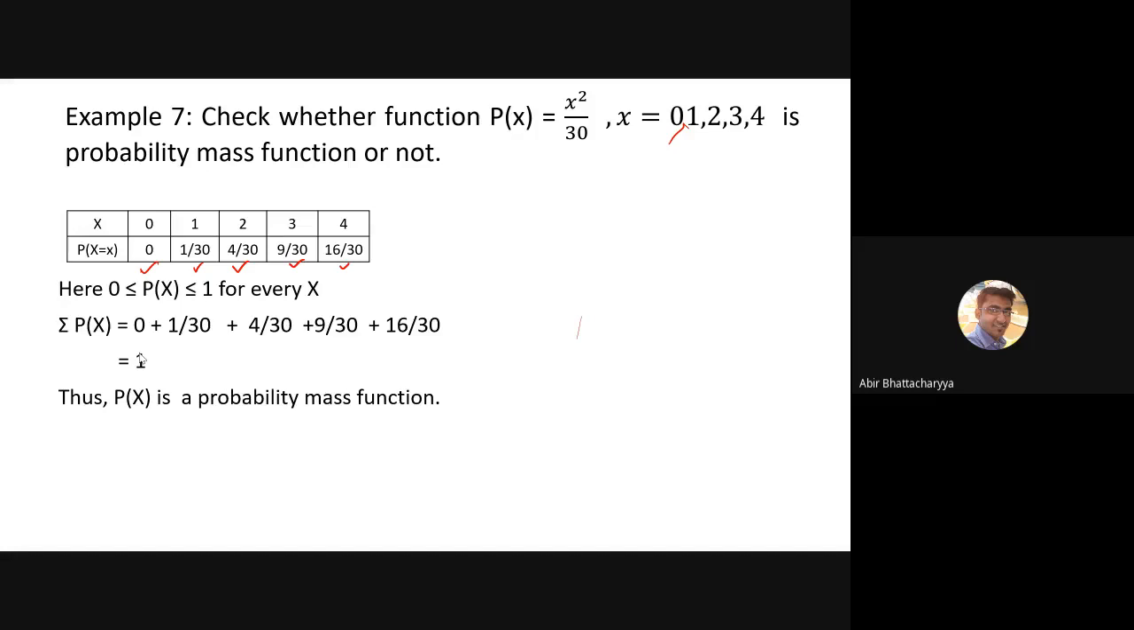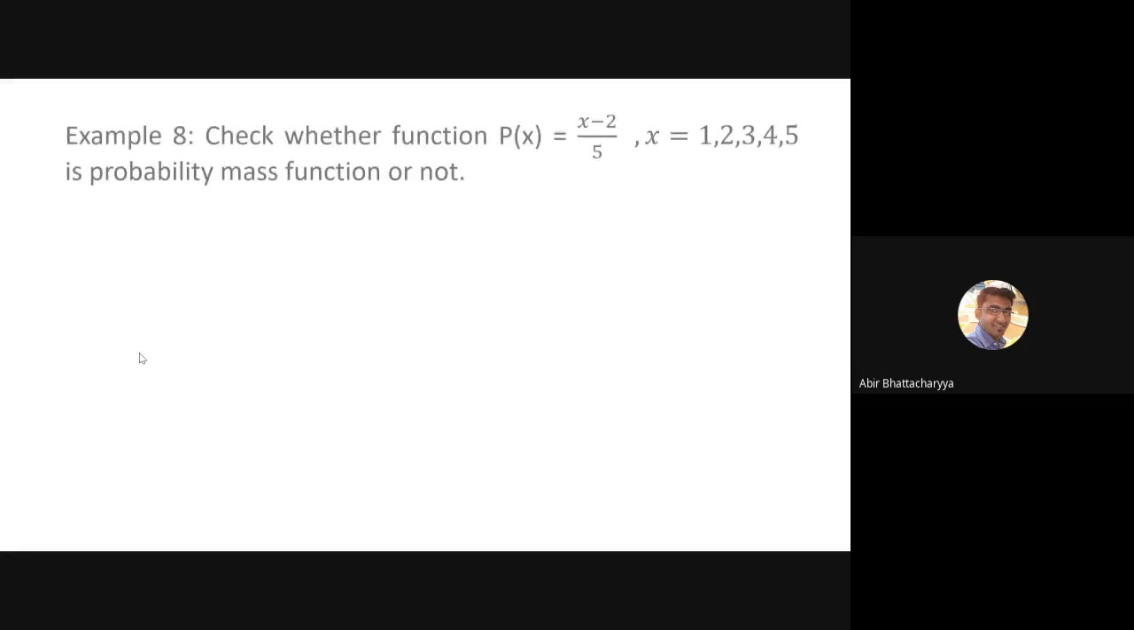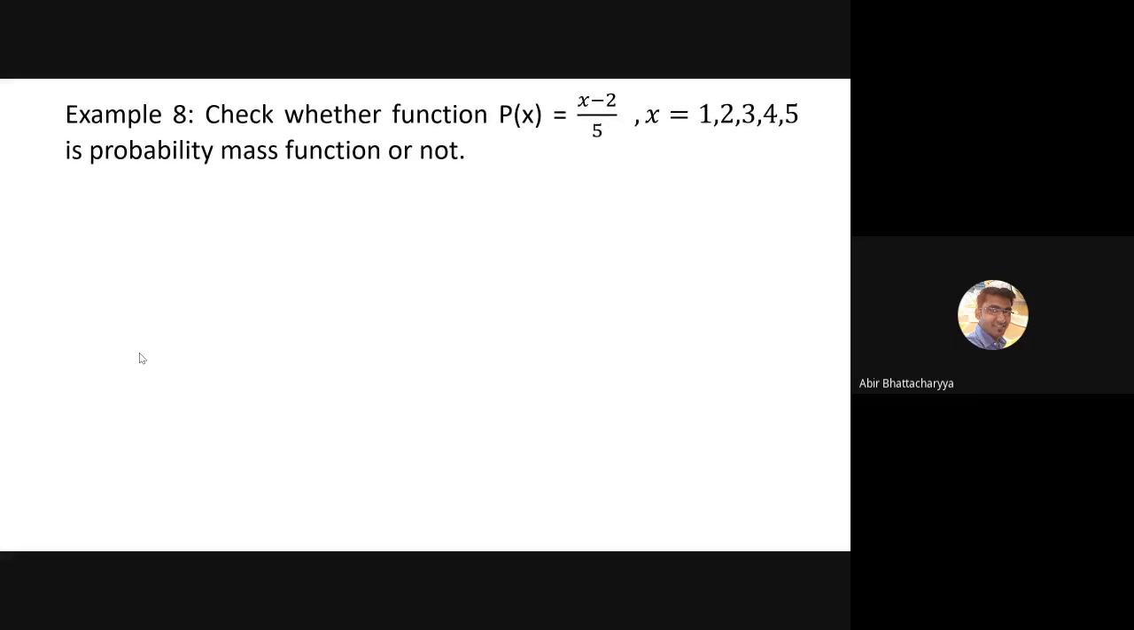All right. Next question is this one for you. Please check whether it is a probability mass function or not, and let me know on chat box with justification. All of you, quick check it and tell me with justification whether it's a probability mass function or not.